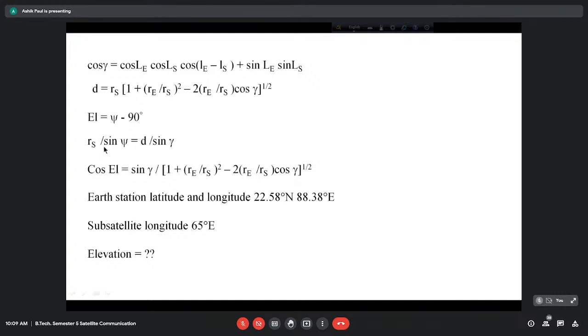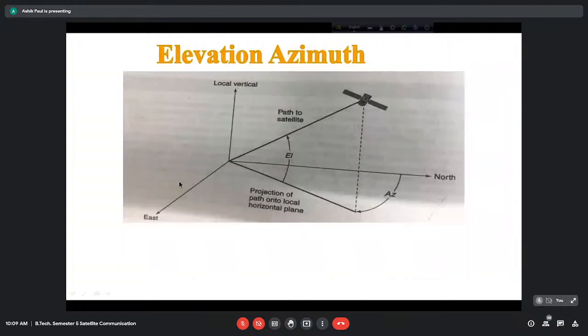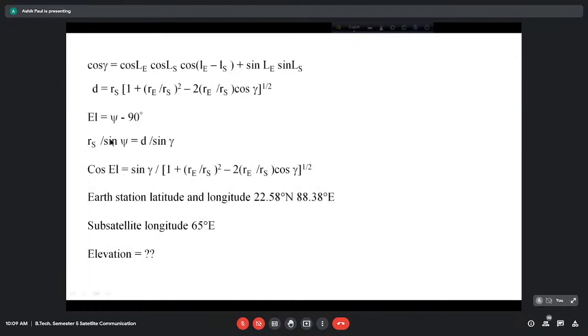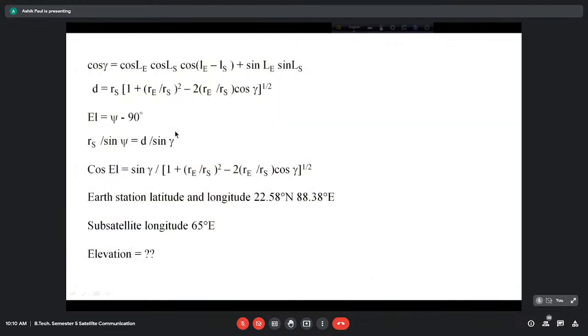And then, once again going back to this triangle, those three sides are RE, RS, and D. We can write that RS by sine of the angle opposite to it, that means in this triangle the angle opposite to RS is psi. So RS by sine psi will be equal to D by sine gamma, where gamma is the opposite angle. These are all standard geometrical expressions that we are using here.